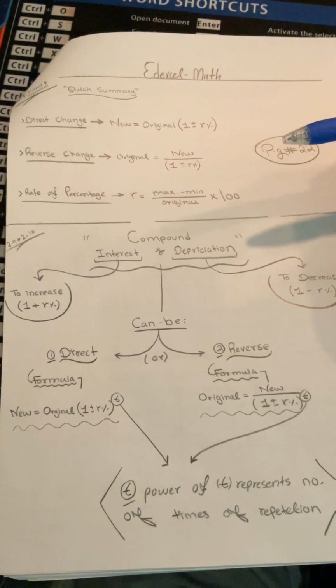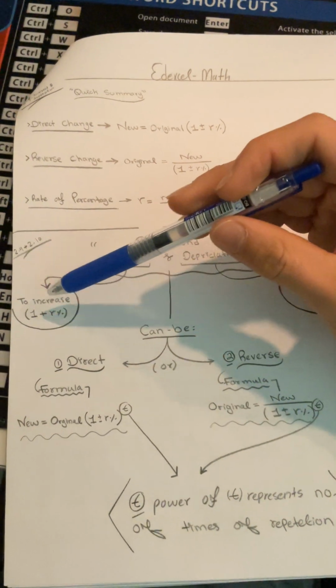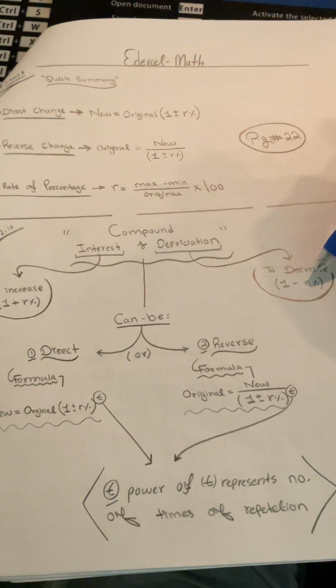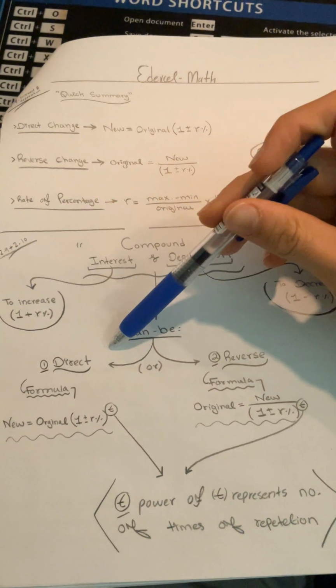Now let's have a look at compound interest and depreciation. Interest means to increase, 1 plus our percentage rate. Depreciation means to decrease, 1 minus our percentage rate. Your compound interest and depreciation can be direct or reverse.